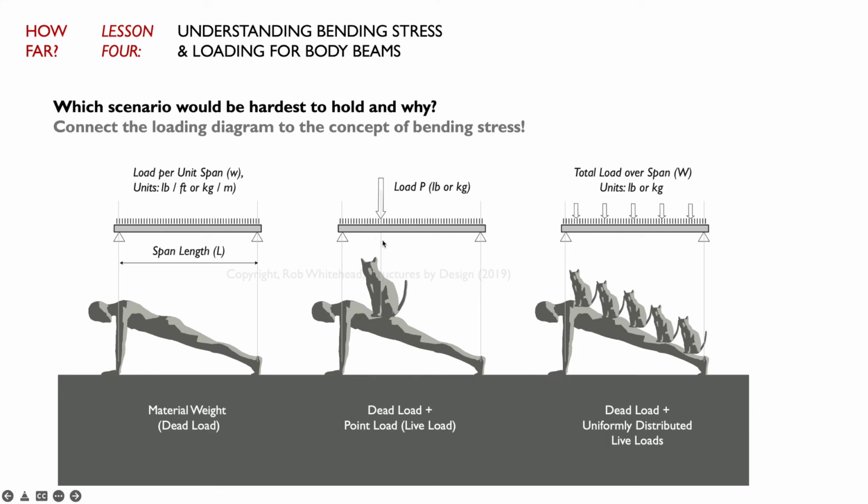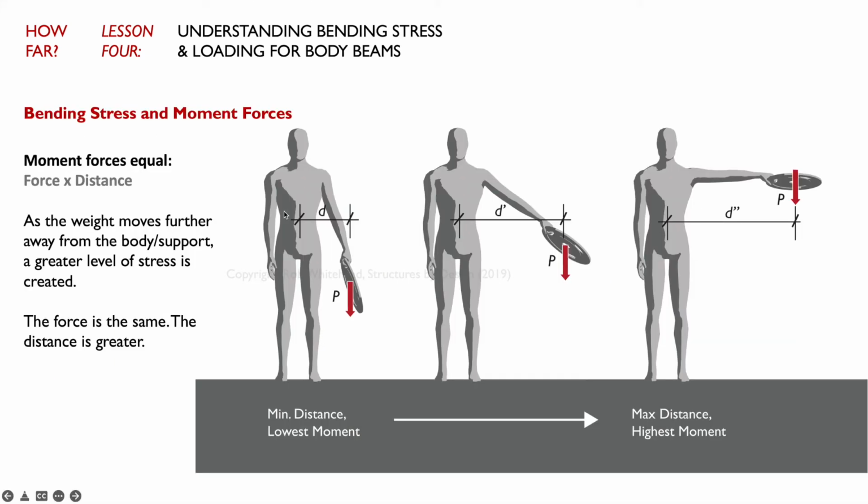In all of these, the span length is the same. In this case, there's a relatively large cat that's sitting about mid-span. And then there are several small cats that are distributed all the way through. So which ones? How would we know? Again, you know by acting this out.